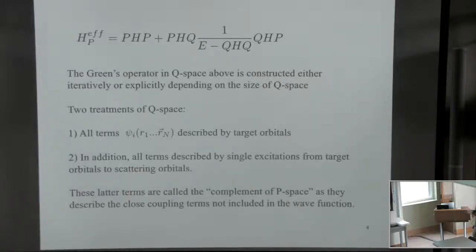And in general, we use either of two treatments. One, we just include these configurations that are described only by the target orbitals, the orbitals that we use to construct our target states. In addition, we may include all the terms described by single excitations from those configurations to the scattering basis. And we call these last terms the complement of P space because they account for the channels that we haven't explicitly included in the calculation.